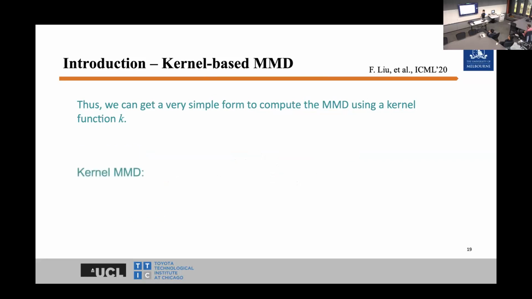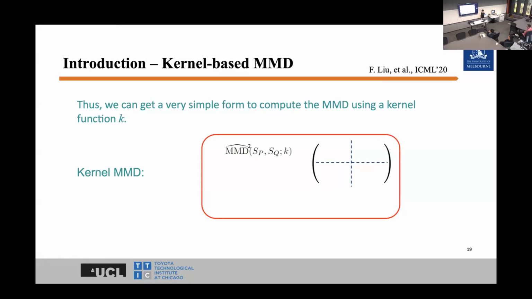Then we can give a very naive introduction to computing the kernel MMD. In kernel MMD, we have the kernel matrix. This kernel matrix measures the similarity between samples from X and Y. This area is called KXX. It measures the similarity between instances in X, the first sample.